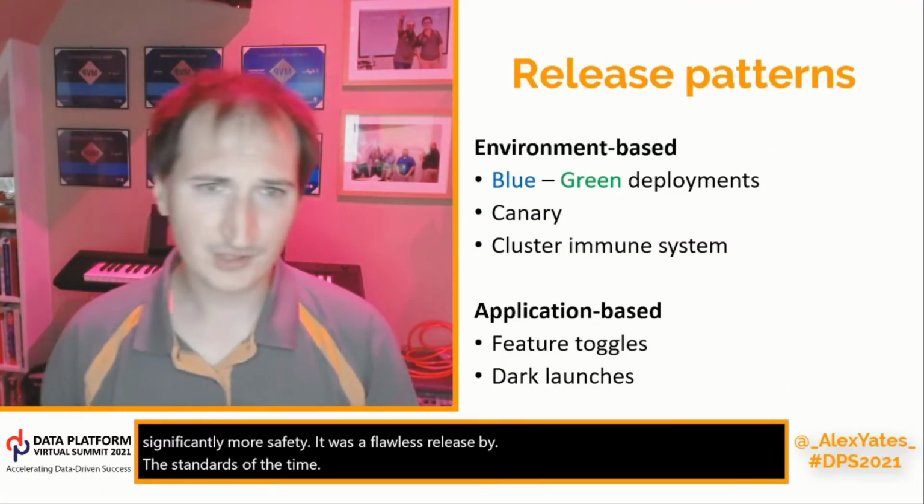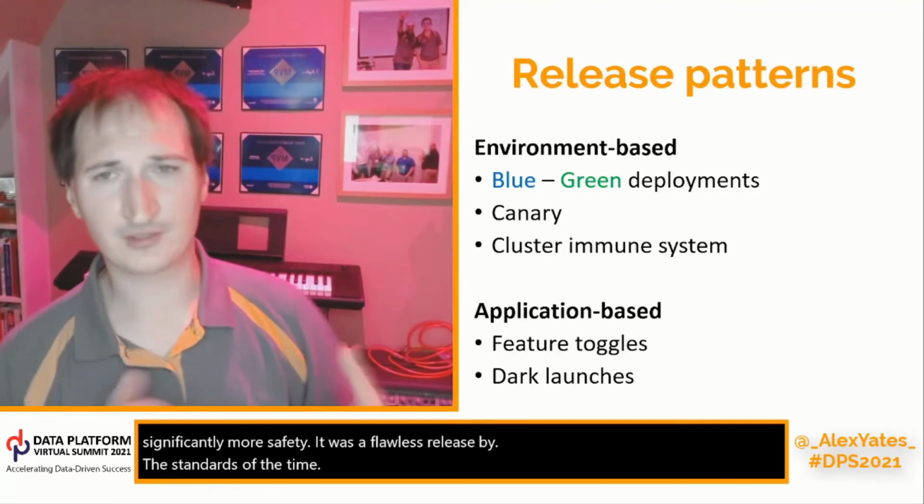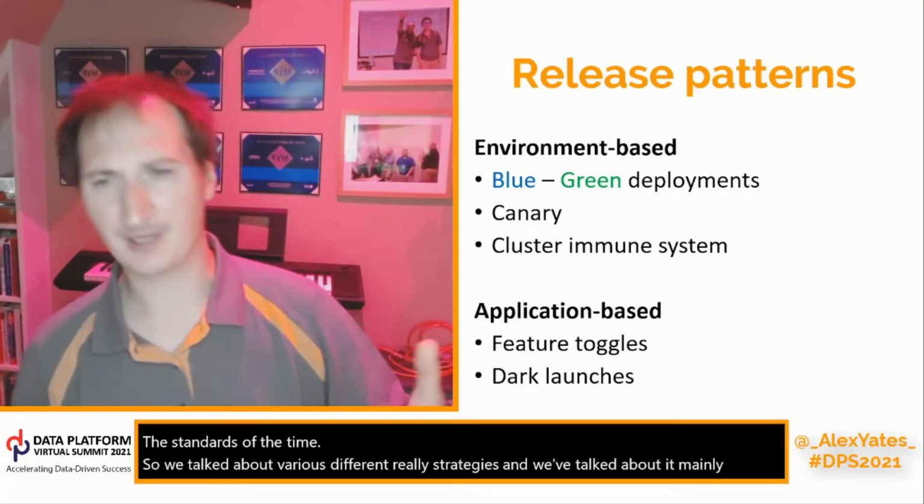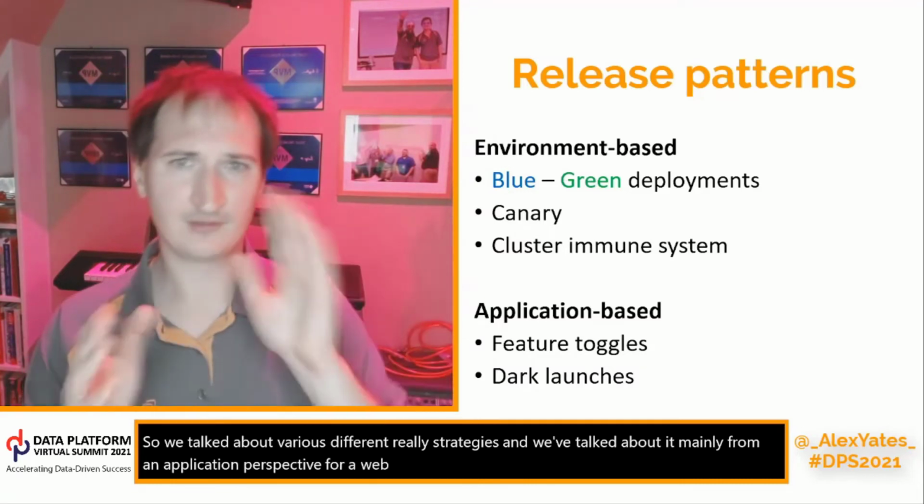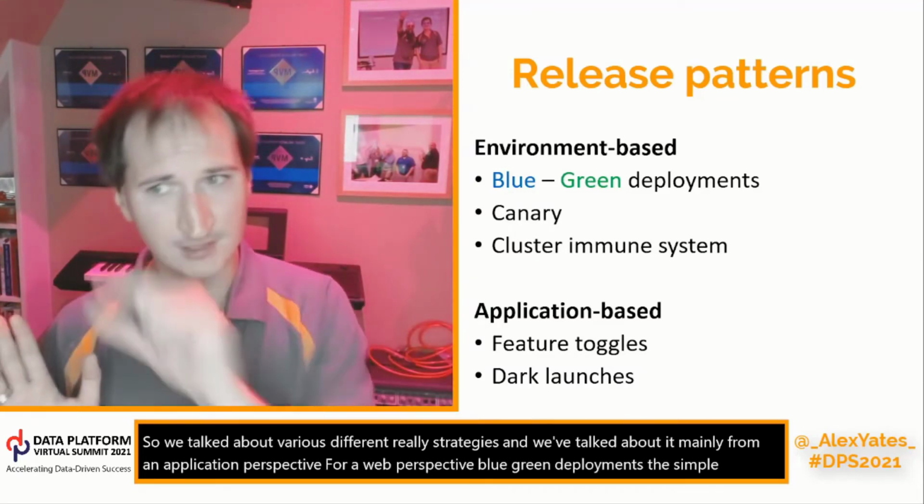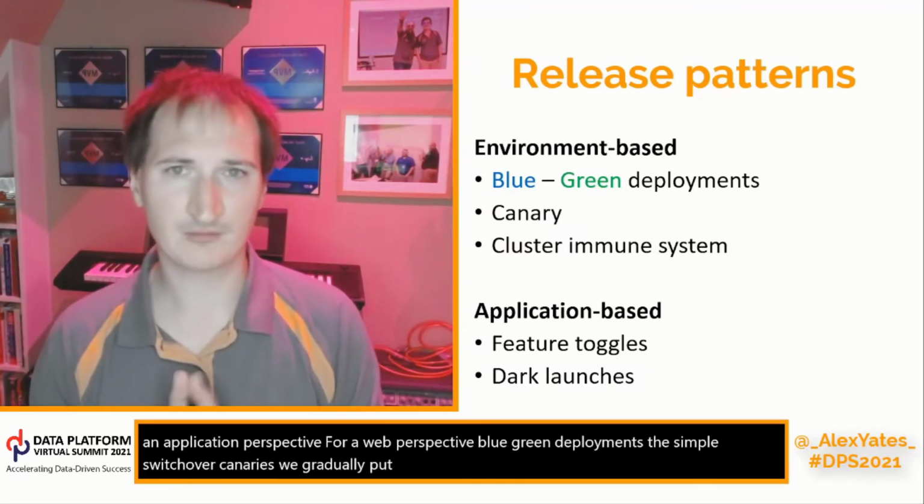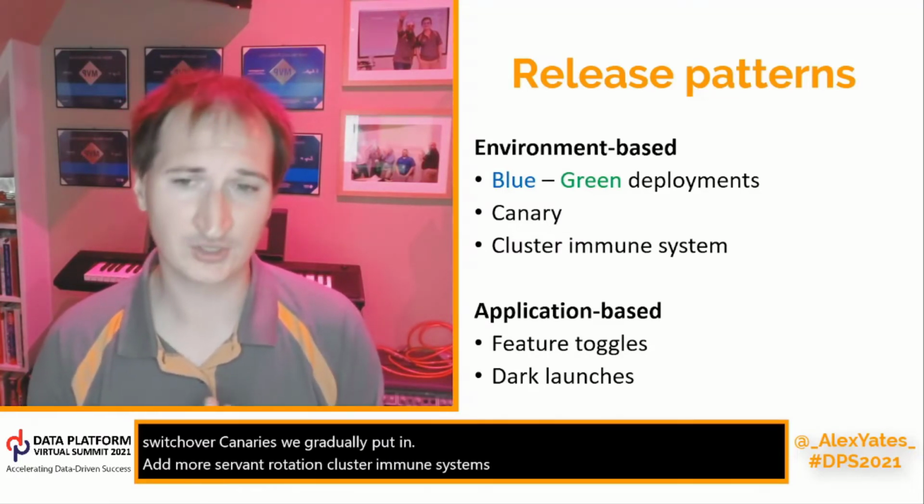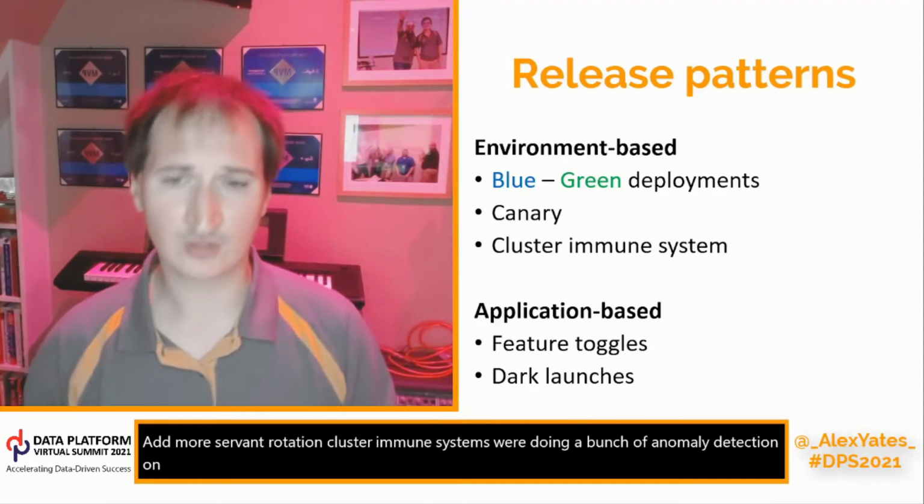Cool. So we've talked about various different release strategies, mainly from an application or web perspective. Blue-green deployments, the simple switchover. Canaries, where we gradually add more servers into rotation. Cluster immune systems, where we're doing a bunch of anomaly detection. We've also talked about feature toggles and dark launches.